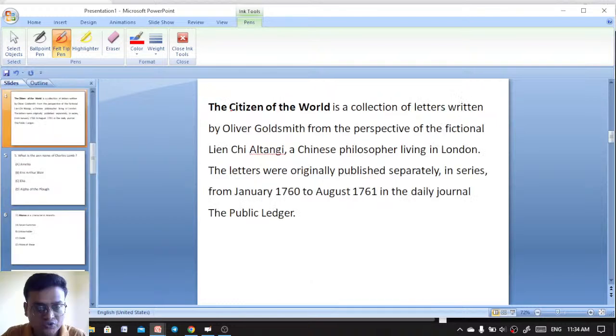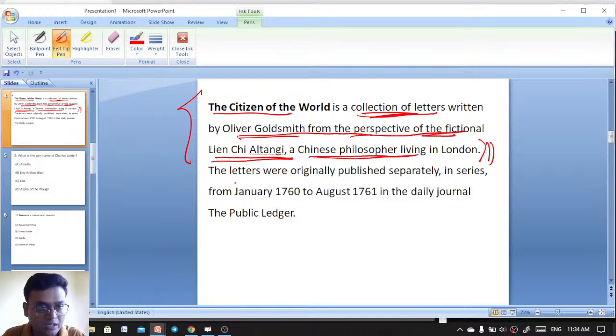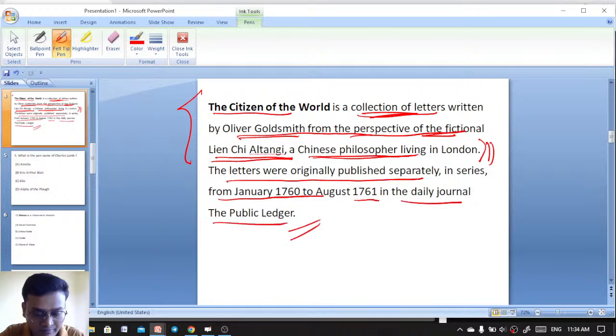The Citizen of the World is a collection of letters written by Oliver Goldsmith from the perspective of the fictional Lien Chi Altangi, a Chinese philosopher living in London. The letters were originally published separately in series from January 1760 to 1761 in the daily journal The Public Ledger.